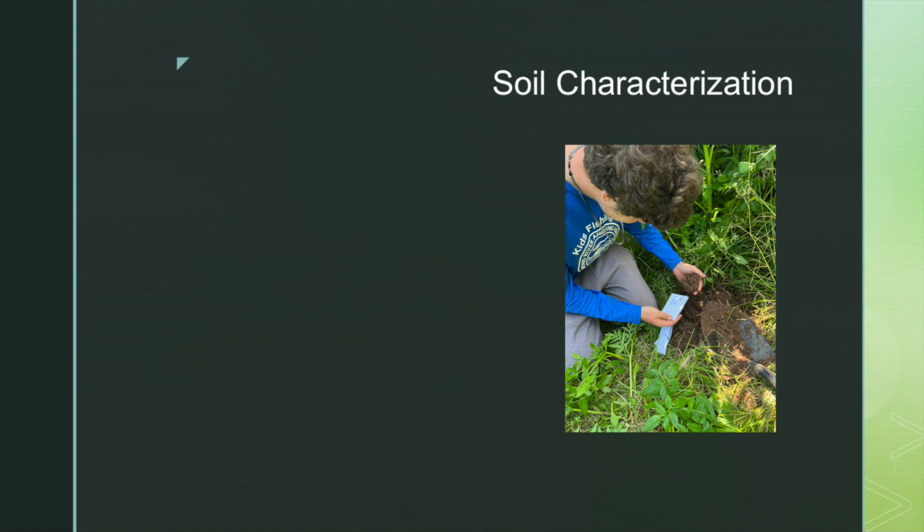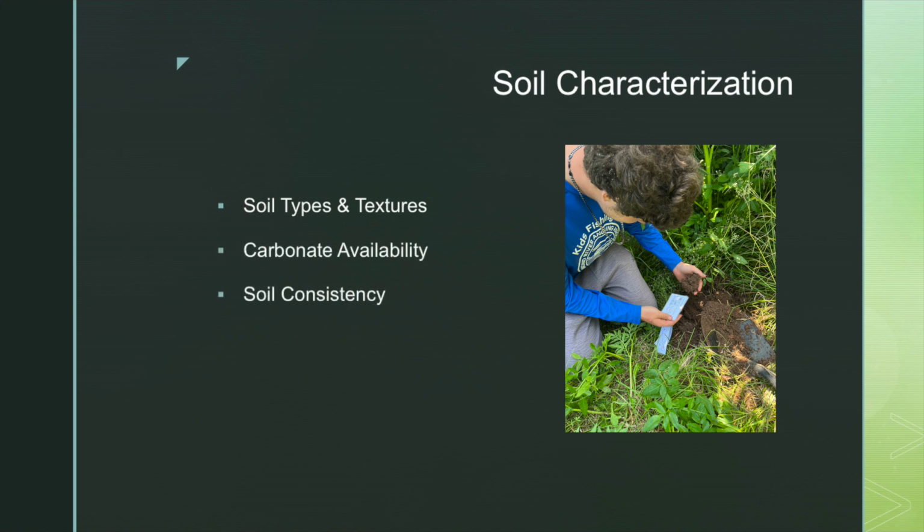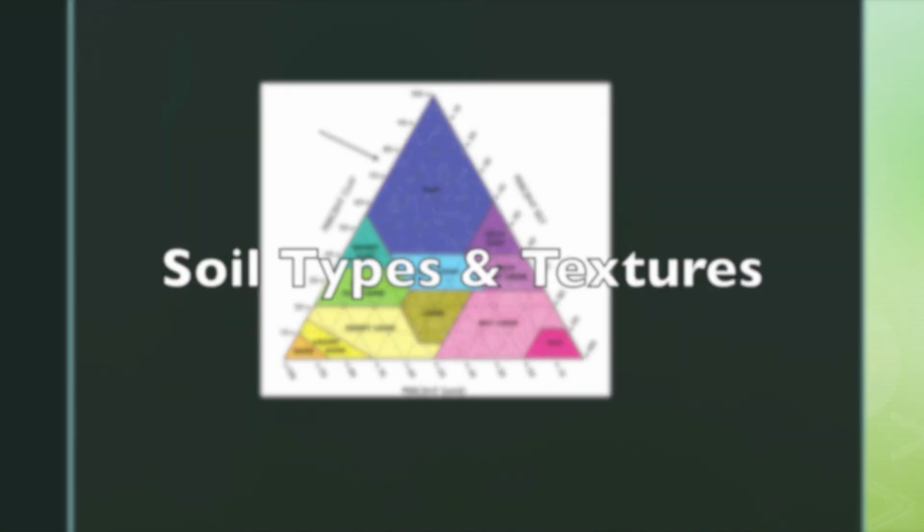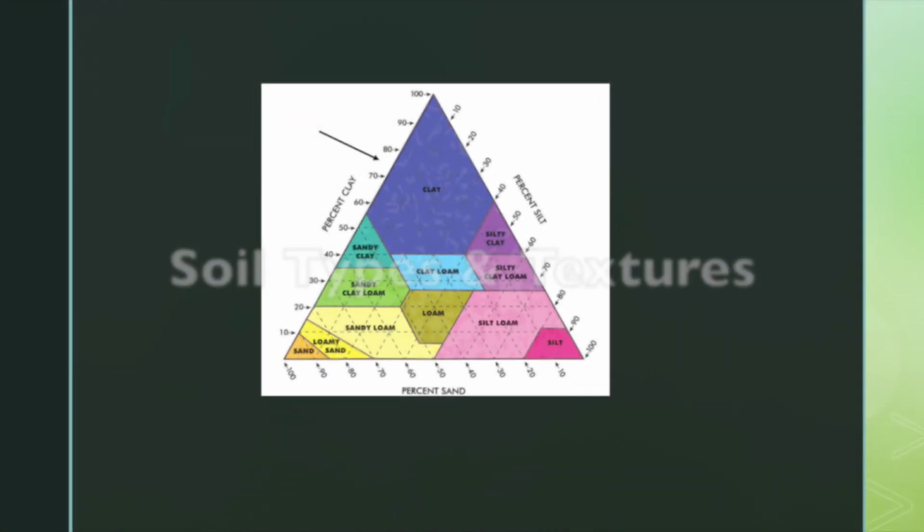Today we'll be going through many different ways to learn about your soil and what it can tell you about your environment. We will be going through soil types and textures, carbonate availability, soil consistency, a structured drop test, soil stability, and soil nutrient and pH. Let's start with soil types and textures.